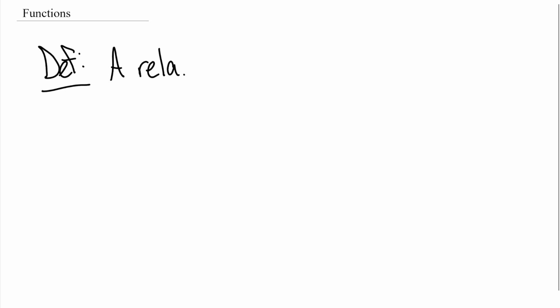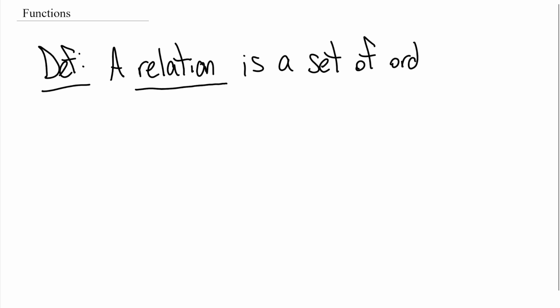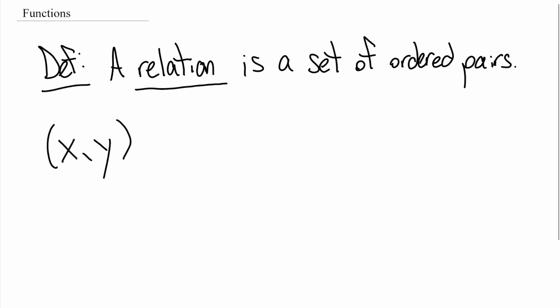object called a relation. And a relation is a set of ordered pairs. So there's no criteria for what these ordered pairs have to be, just any set of ordered pairs. So if you remember, an ordered pair is an x value and a y value, or any input and output. So this is telling us how x is related to y.